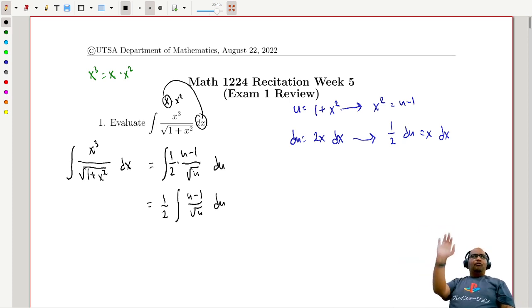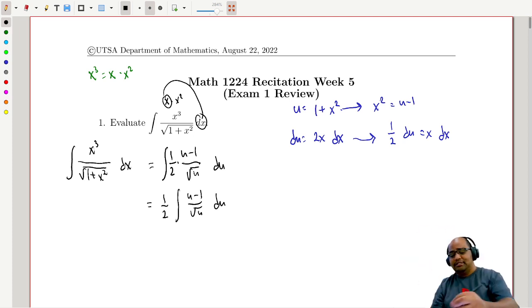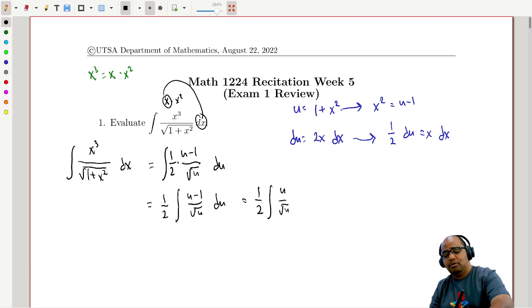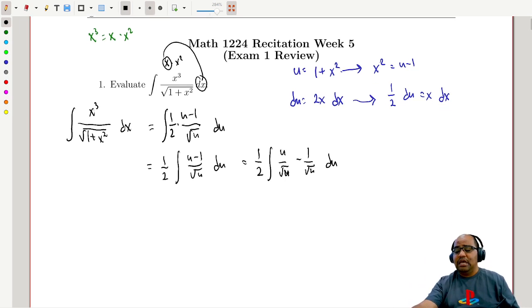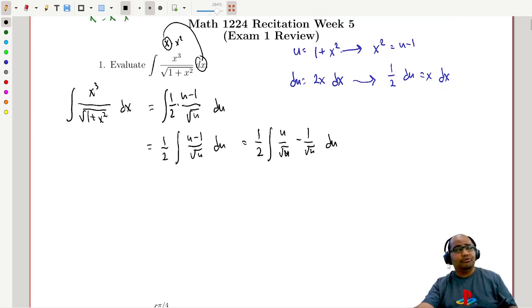We have stuff over a common denominator, I can just separate. So this is 1/2 of the integral of u over the square root of u, minus 1 over the square root of u du. Okay, and now we're just going to go ahead and use some exponent rules here, okay?